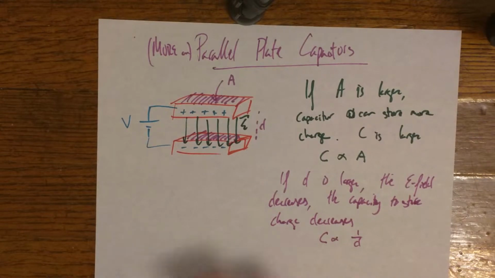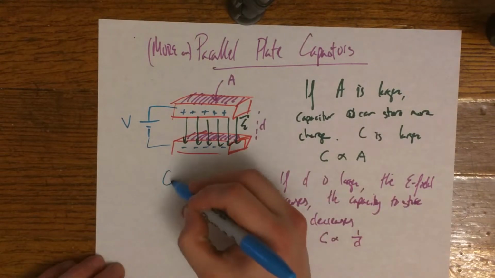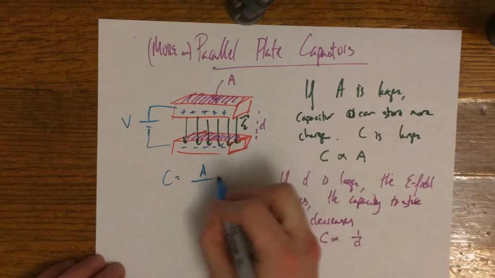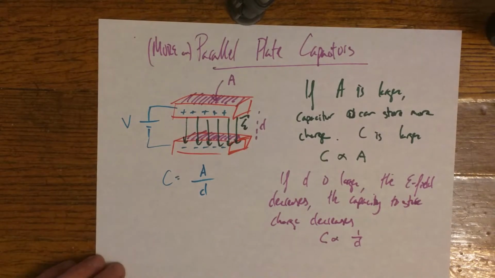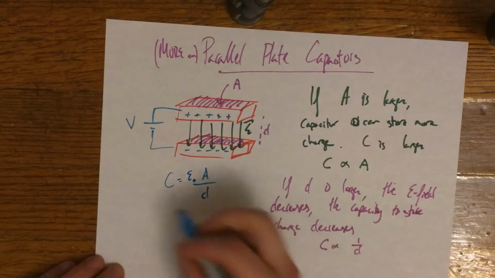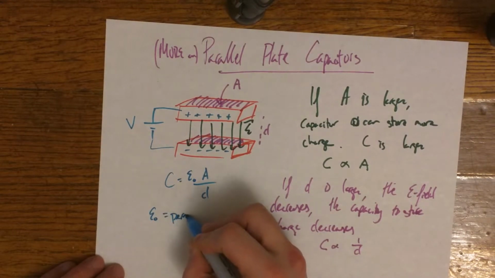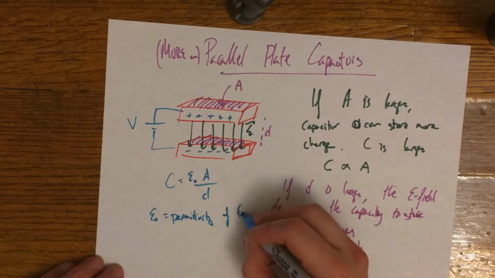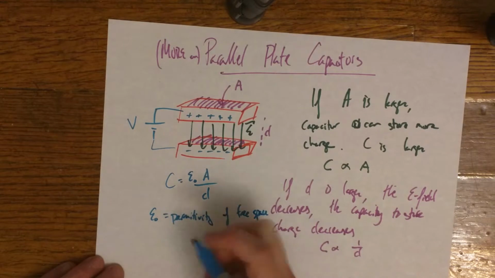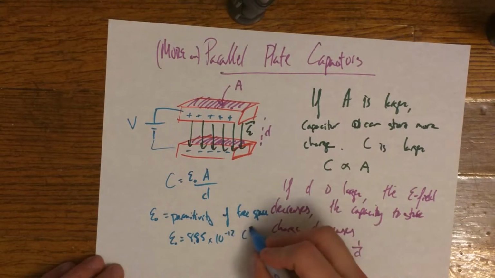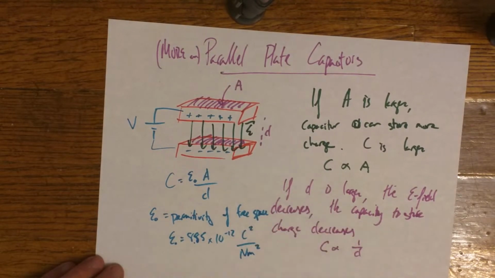So let's put all of this together. The capacitance relationship must rely on A being in the numerator, d being in the denominator. If we test this out, we find some constant epsilon naught, which we define to be the permittivity of free space. And this epsilon naught constant is 8.85 times 10 to the negative 12 coulomb squared over newton meter squared.